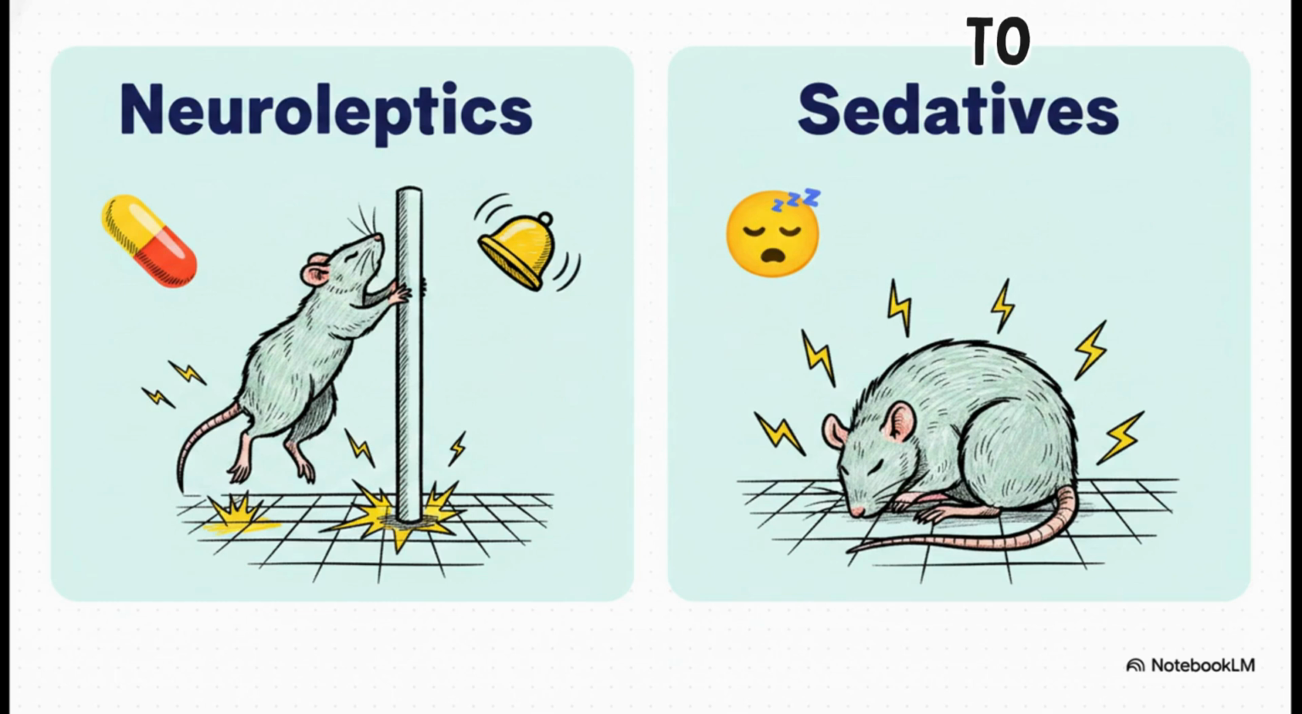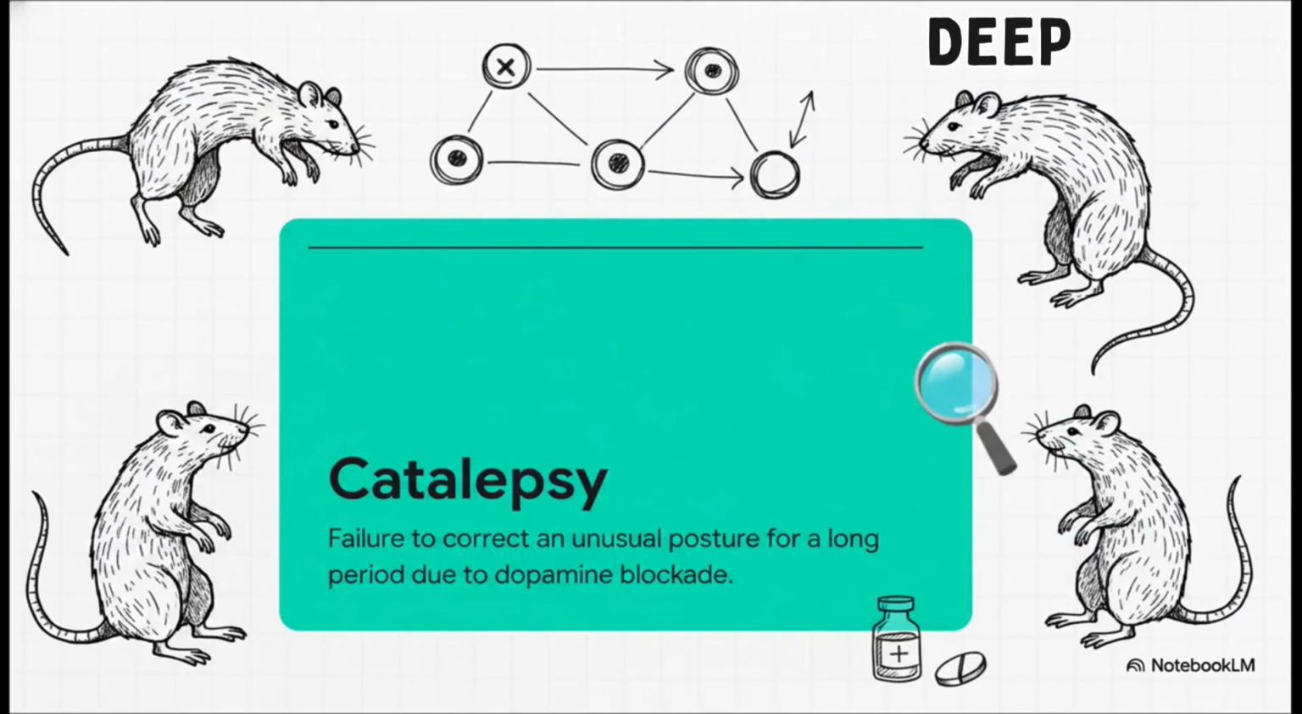That specific ability to suppress CAR without stopping the escape reflex is highly correlated with clinical antipsychotic potency. Let's move to our next major behavioral deep dive. Catalepsy, also known as catatonia. Catalepsy is defined as the failure to correct an unusual, externally imposed posture for a prolonged period of time.